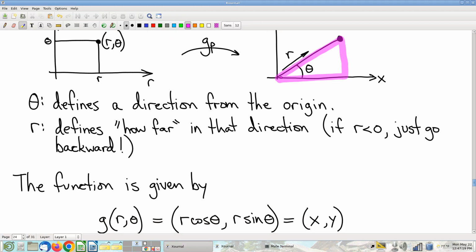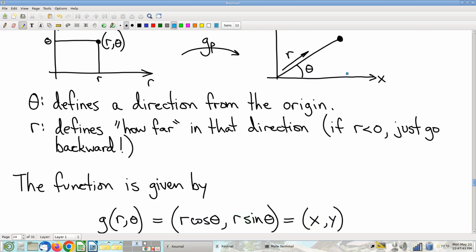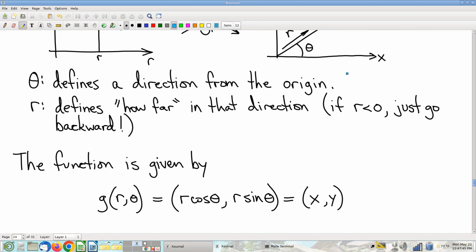But anyway, easy persuasion. I hope that x is r cosine theta, right? And y is r sine theta. So make sure that you can do that. Make sure you're comfortable with that reasoning. Again, it's just a little bit of trig, and there you go. All right, everybody happy? Okay.